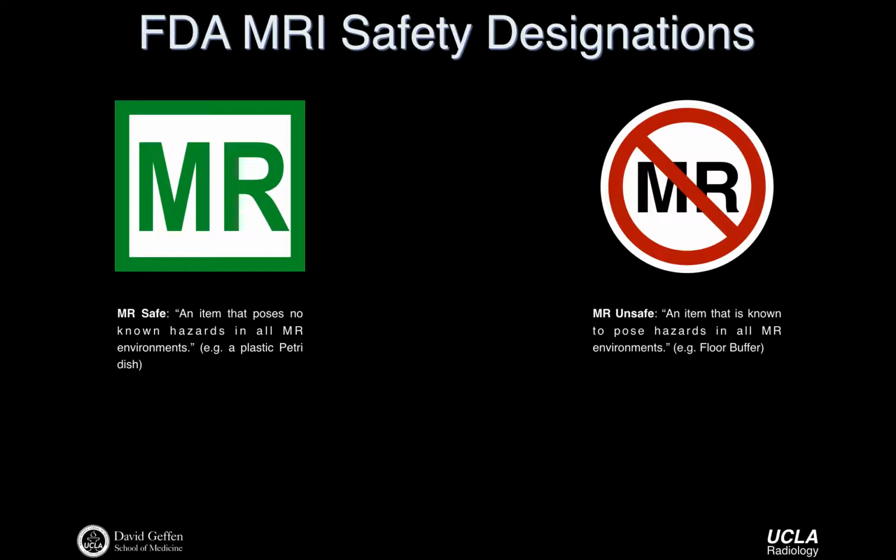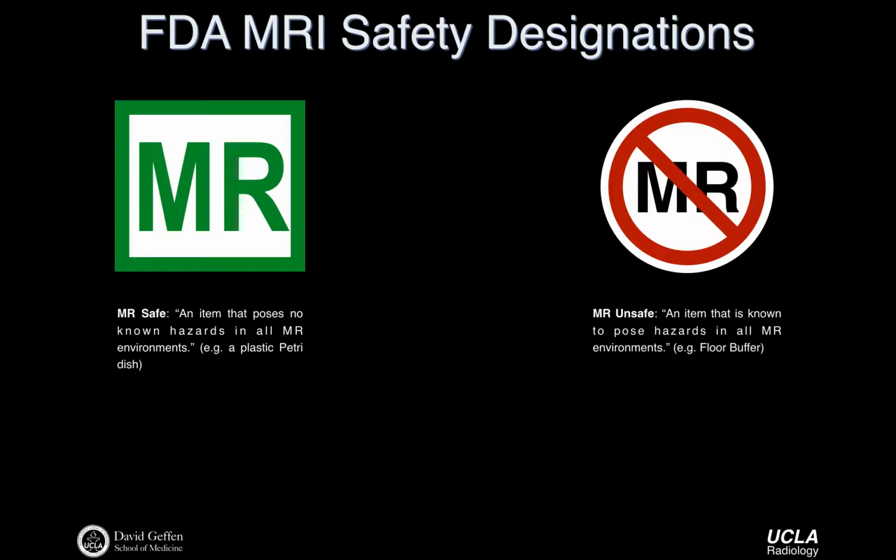One possibility is that a device or something that's going to be used in the MR environment is actually designated as MR safe and has an MR safe label on it. That's an item known to pose no known hazards in all MR environments. I don't know, this is a terrible example, my plastic petri dish. It doesn't go together very well, but it's perfectly fine, I guess.